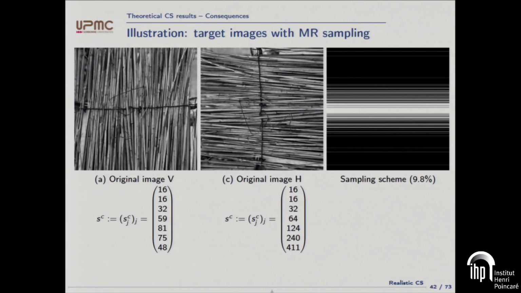So let me show you a numerical experiment where we are considering this bamboo image. Let's say that we are observing this bamboo image in an MRI machine. So this is parsed in the wavelet domain, and we observe it in the Fourier domain. If you do so, you have this image V, and you can rotate it as the image H. This is the same image, but just rotated.